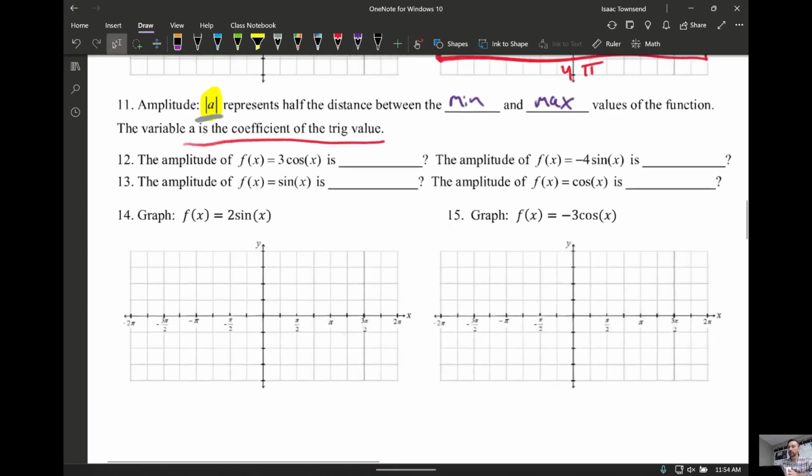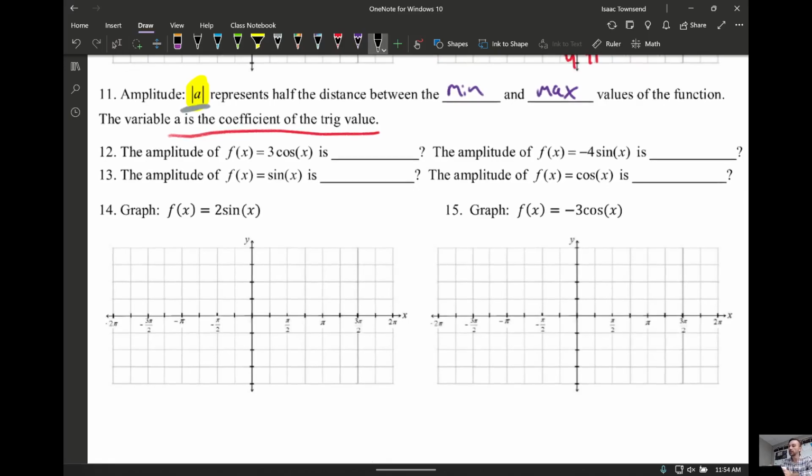So, looking at questions 12 and 13, doing 13 first. Again, A is 1, absolute value of A is 1. On the cosine graph, A is 1, so the absolute value of A is 1. But in question 12, A is 3, which is going to make the amplitude be what? 3. Okay, and in the second part of 12, A is negative 4. So what's the amplitude of that going to be? 4. Very good. Not negative 4, absolute value of it.